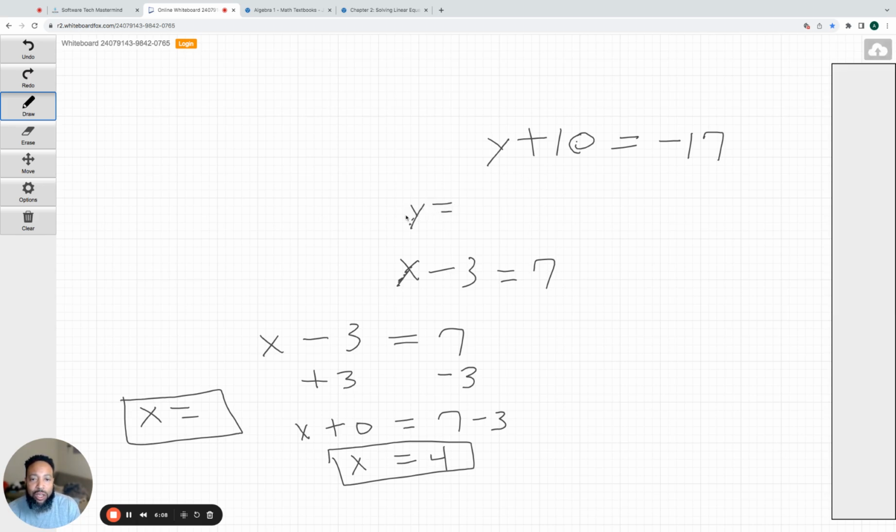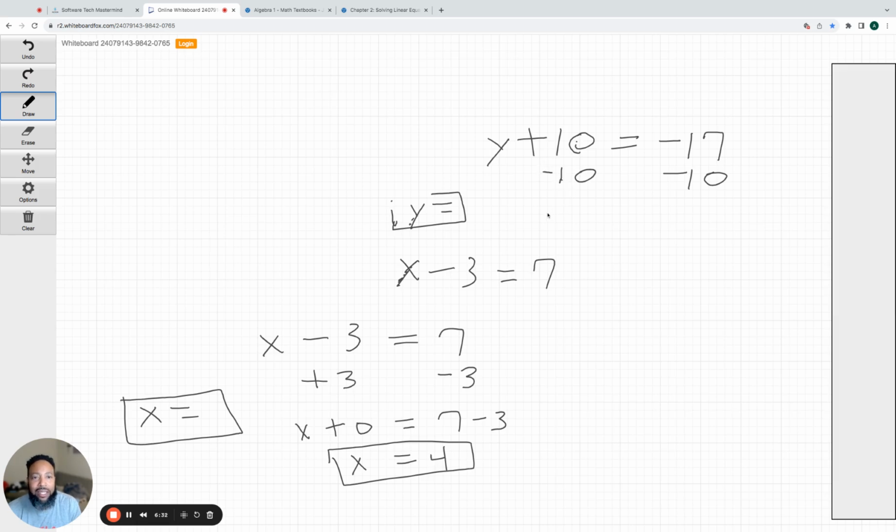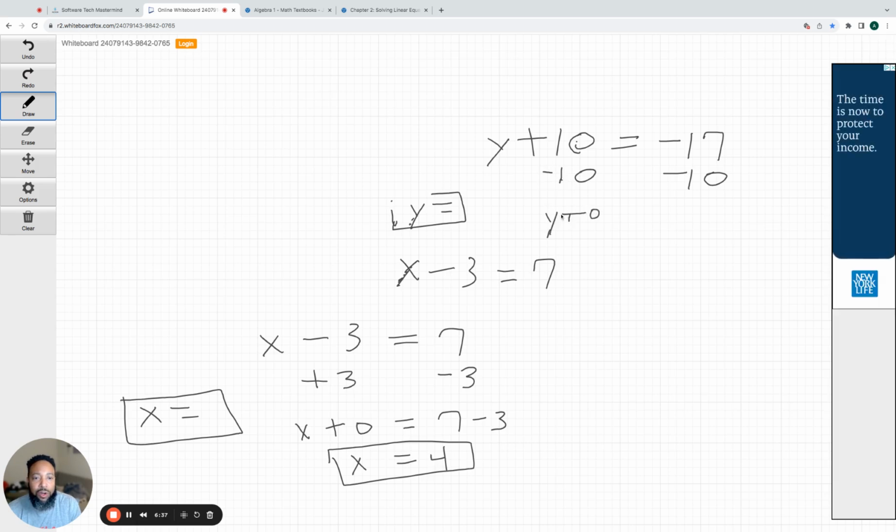So visually, you want your equation to say y equals whatever number. So I need to get this y by itself. It has a plus 10 attached to it. So how do I get rid of that? I'm going to minus 10. Remember, I'm going to minus 10 on both sides in order to keep the equation equal. So now we have y plus 10 minus 10. 10 minus 10 is 0. So you have y plus 0 equals. So now you have minus 17 minus 10.